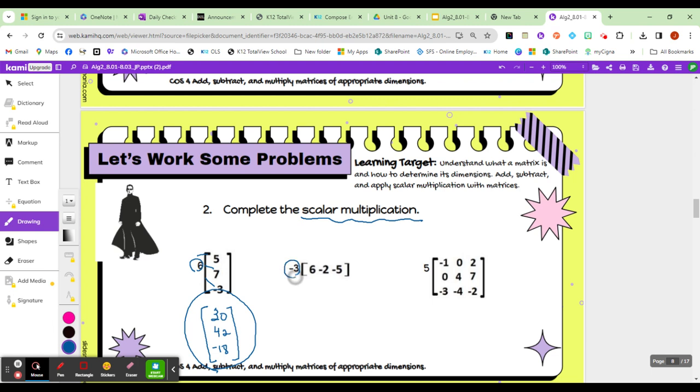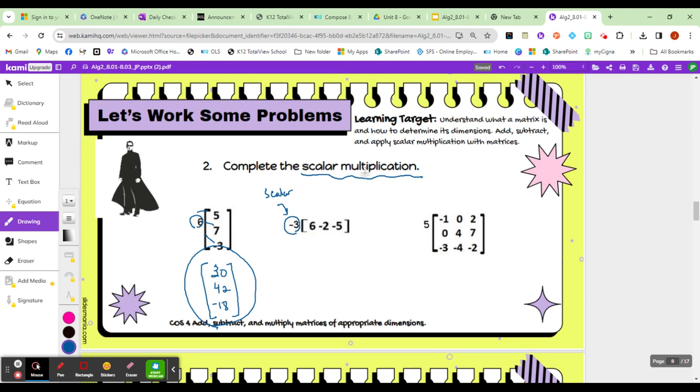Again, negative 3, that's the number on the outside. That's considered the scalar. So we're taking this number and we're scaling our matrix. That means we're multiplying this number times everything that's in the matrix. So negative 3 times 6 is negative 18. Negative 3 times negative 2 is positive 6. Negative 3 times negative 5 is positive 15. Put your brackets back around, and then that is your answer.